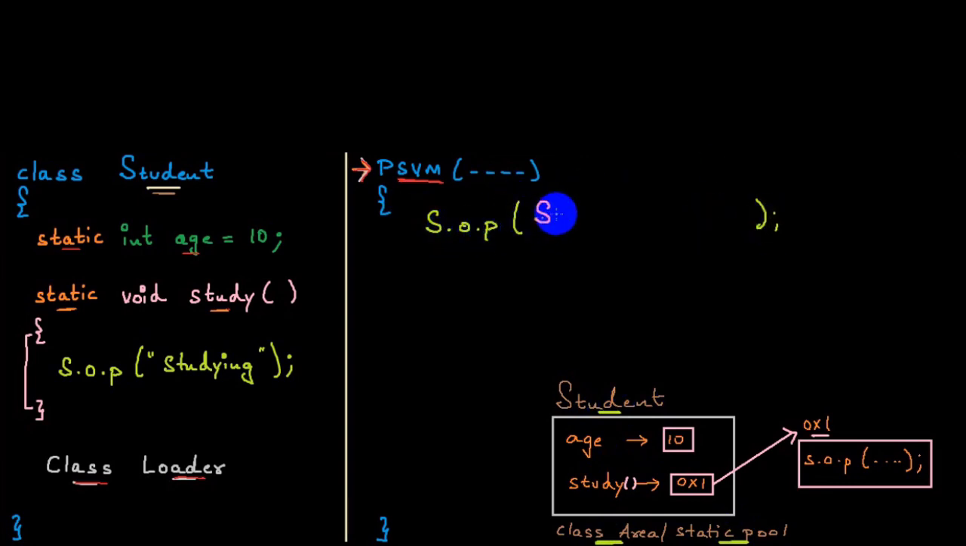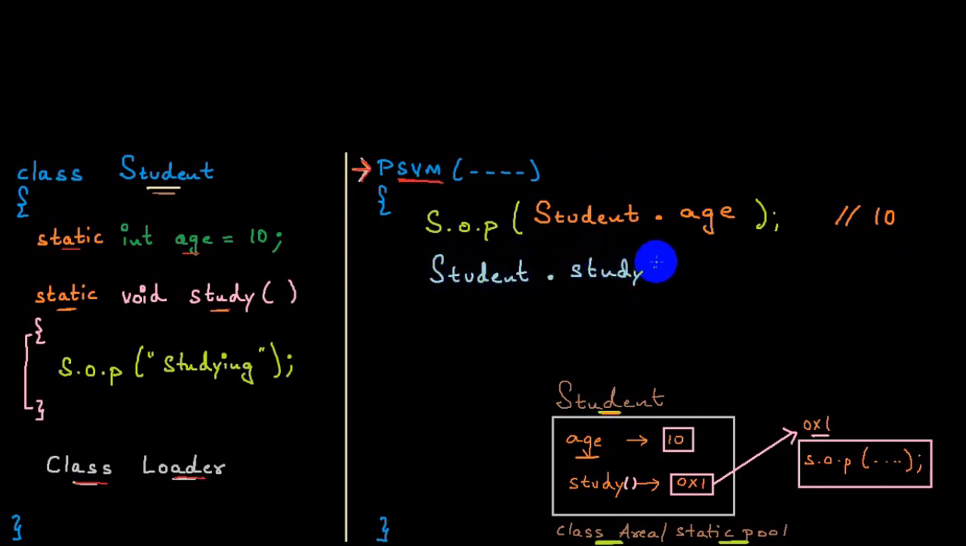What is the class name? Student. Student dot, what is the variable name? It is age. So I have to write Student.age. When I write Student.age, what is the output I get? I get the output as 10. Similarly, if I want to call the method, I have to make use of the class name, that is Student dot, what is the method name? The study method. So when I call Student.study, the study method will get invoked and I will get the output as studying.